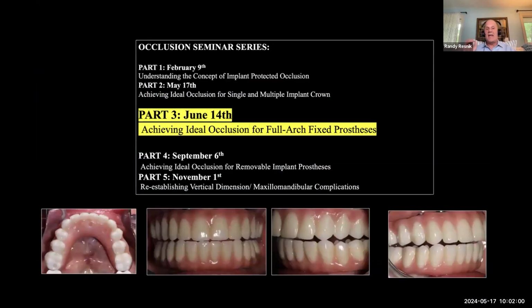So thank you very much. Sorry, I went a couple minutes over. That was a lot of material. Part 3, we'll be going over full arch fixed prosthetic occlusion. So what this will do is we'll go over the all-on-X type of full arch prosthesis.